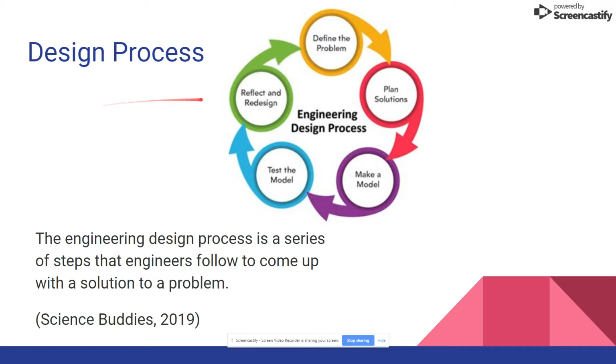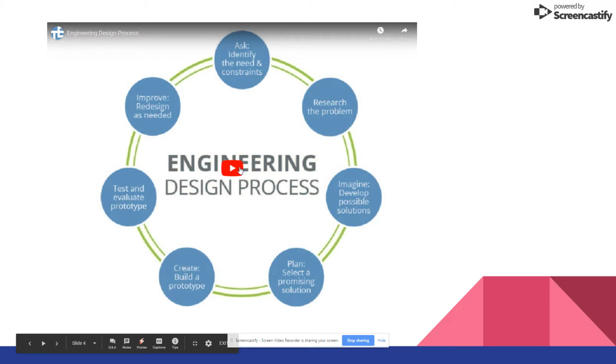Okay, and what is the design process? How do we define that? It says it is a series of steps that engineers follow to come up with a solution to a problem. And not only engineers, but there are other fields that use this exact same process, like software engineers. So I also included a nice video from the ISTE website on the engineering design process, so you could better understand this. On your own time, please go ahead and review this video.